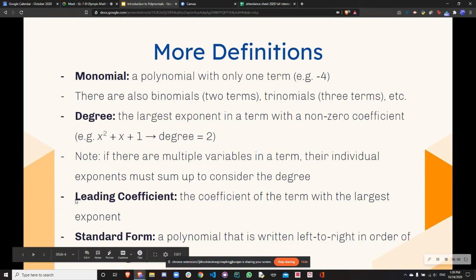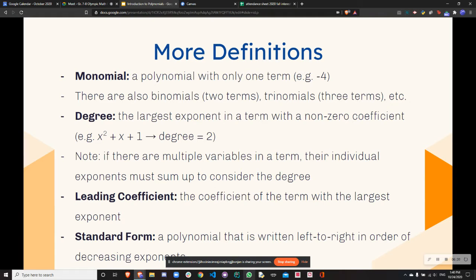So, okay. Now the third definition is the leading coefficient. The leading coefficient is basically the coefficient of the term with the largest exponent. We take the example of x squared plus x plus 1 again. So remember, the term with the largest exponent is x squared. The coefficient here is just 1, even though it doesn't show up there, because 1 times anything is equal to itself. So that would be the leading coefficient in this polynomial.